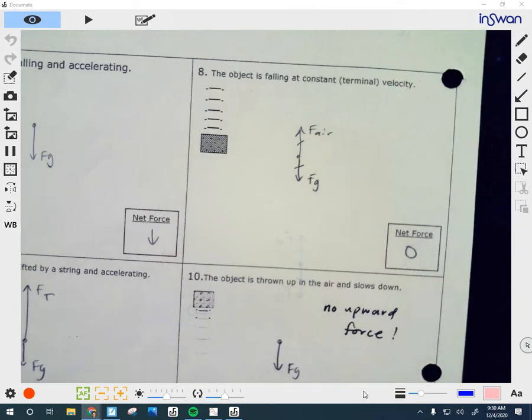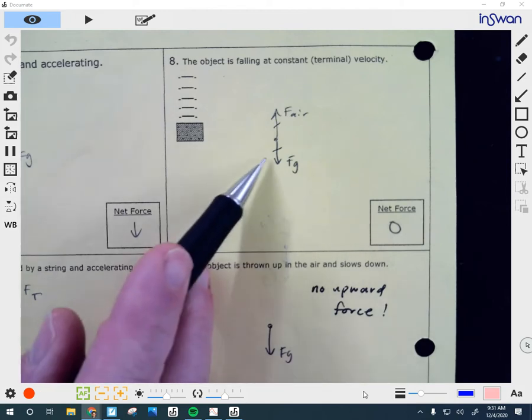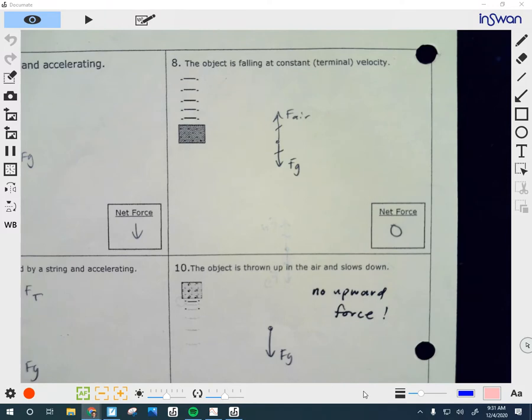Put a little hash mark there. That's the concept of terminal velocity. So it's not that gravity is no longer acting on it, it's that gravity gets canceled out by an upward air resistance if something moves fast enough. And air resistance gets bigger with speed, right?